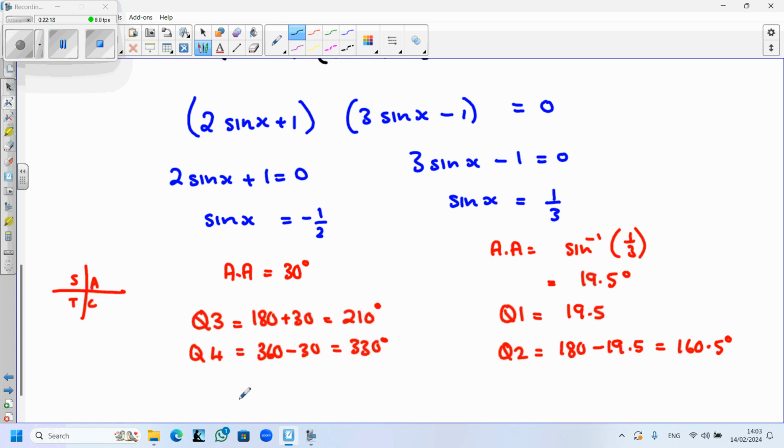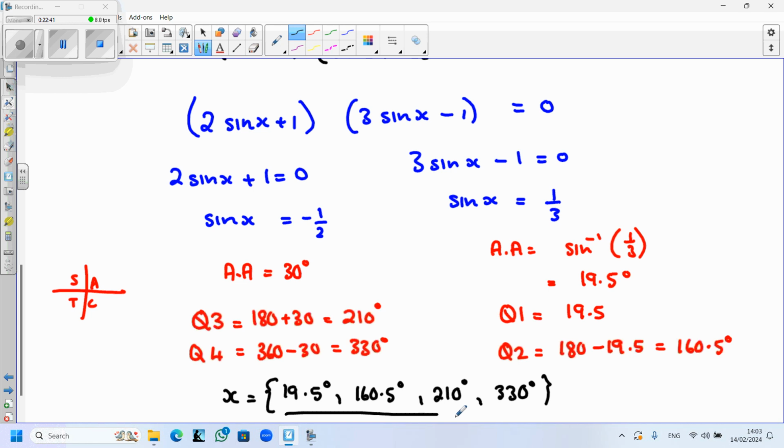Now, that's your answers. There's 4 of them. Always end up by putting them in a bracket, listing them down. Usually you list them from smallest to largest, but it doesn't matter, you'll still get marks. So 19.5 degrees, 160.5 degrees, 210 degrees, and 330 degrees. And then double underline your answer.